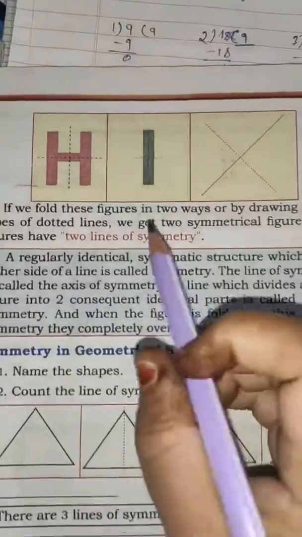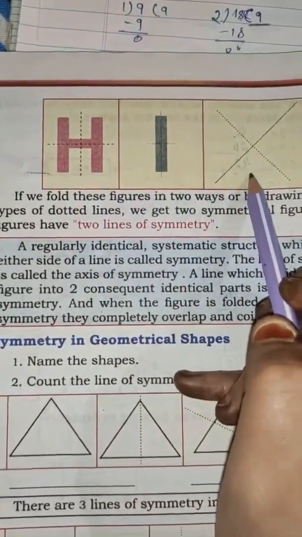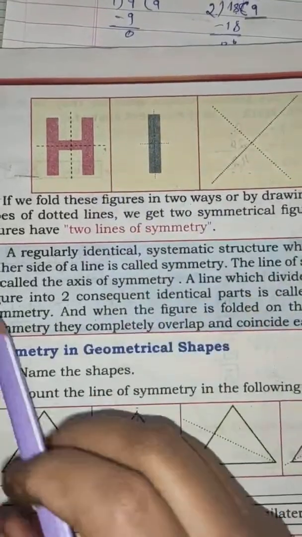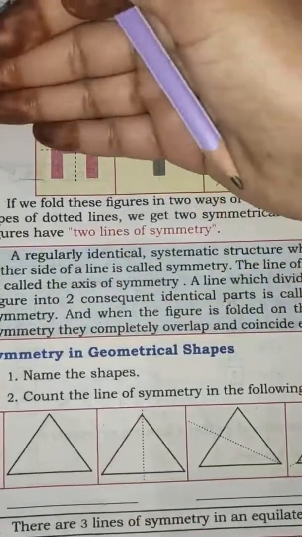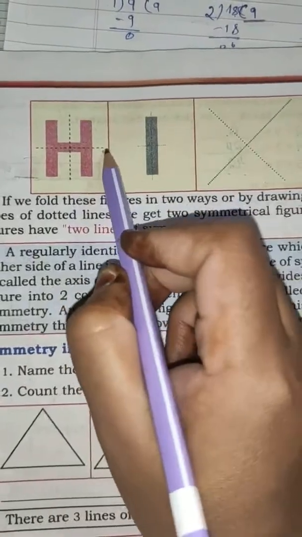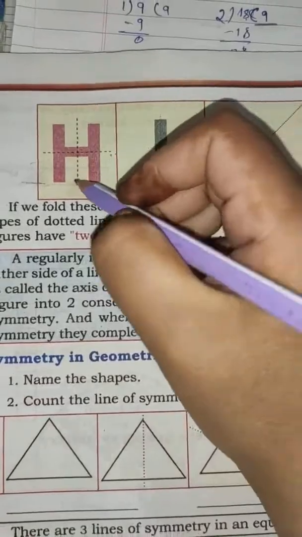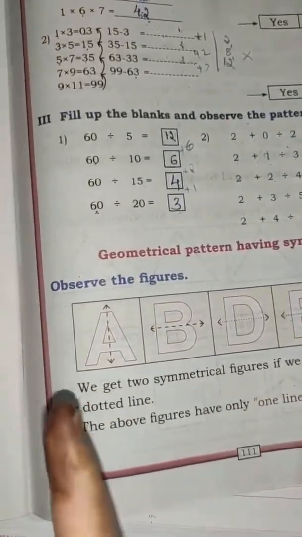In the same way, children, come to page number 112. Here are some more figures. Can you see here? Yes. If you fold these figures in two ways, either like this or like this, we get two symmetrical figures. This is one part and this is another part. If you cut like this, we get this one part and this one part separately. So these figures have two lines of symmetry. Either you can cut like this or like this. This has two lines of symmetry, whereas these figures have one line of symmetry.